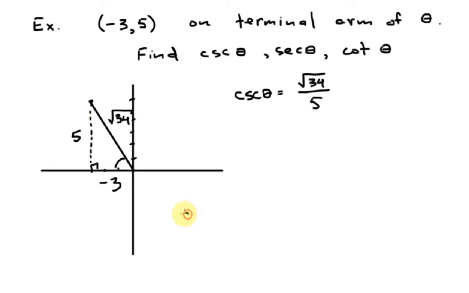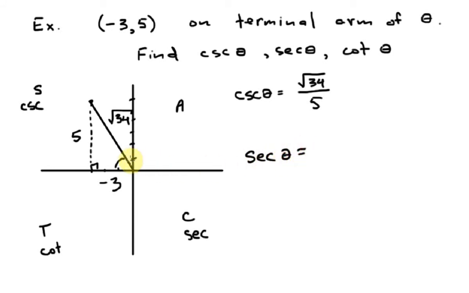By the way, the CAST rule does work for all of these trig functions as well. You just have to remember that sine and its reciprocal cosecant are positive in this quadrant. Tangent and cotangent are positive in this quadrant, and in the fourth quadrant are cosine and its reciprocal secant. So the CAST rule does work. Anyway, back to what the question asked.